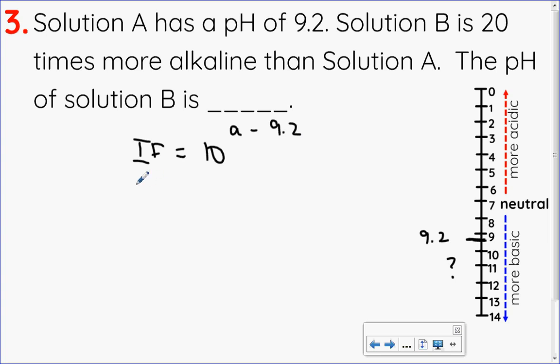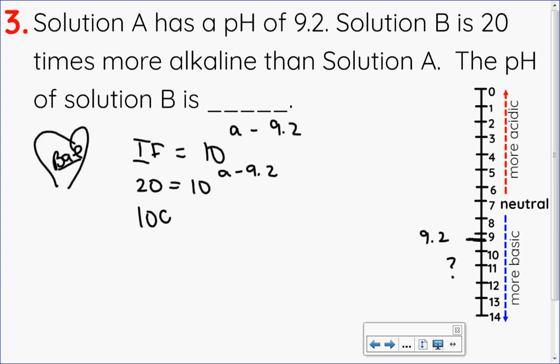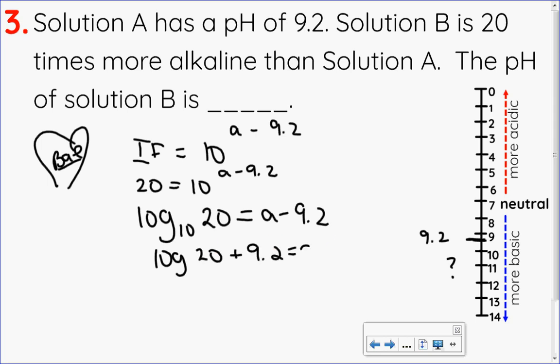So to solve for this, I know it is 20. And then to solve when I have an exponent in the variable, I'm going to switch to log form. So remember, we love logs. They are our BAE. So that stands for B for base. So I have log, the base is 10. A stands for answer, 20. E stands for equals exponent. So I would just literally add 9.2 to both sides. Now log base 10 is just the common log. So I can say log of 20 plus 9.2 equals A.